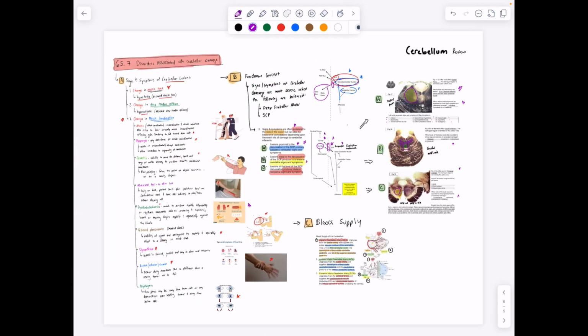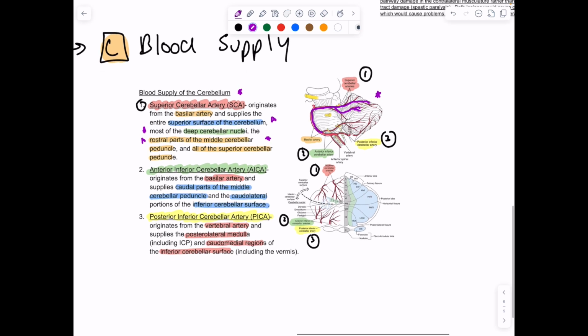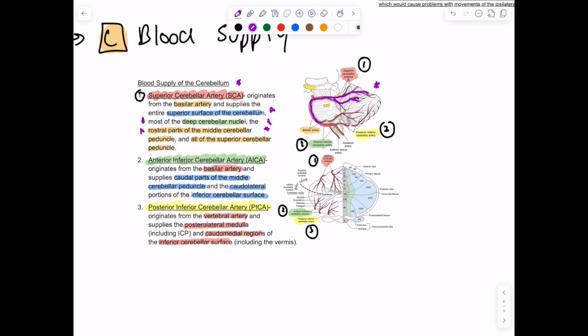We have blood supply to talk about because, what would actually cause damage? It would be like thrombosis or thromboembolism, right? So some sort of blockage. So you have the superior cerebellar artery, SCA. This is coming off of the basilar artery. You can see it here. This is doing most of the work of blood supply, but the entire superior surface of the cerebellum, which you can see here, most of the deep cerebellar nuclei, and then the rostral parts of the middle cerebellar peduncle, and all of the superior cerebellar peduncle. So superior cerebellar artery does exactly that, superior cerebellum, but then also deep cerebellar nuclei.